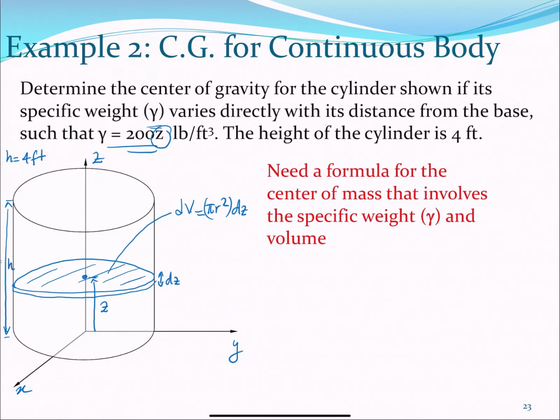Now we saw many, right? Center of mass, center of gravity, and then we have now a few more based on specific weight and density, and we have to find the right formula, right? So it can help us the most. We need a formula for the center of mass that involves the specific weight and volume, right? These are the things that we need.